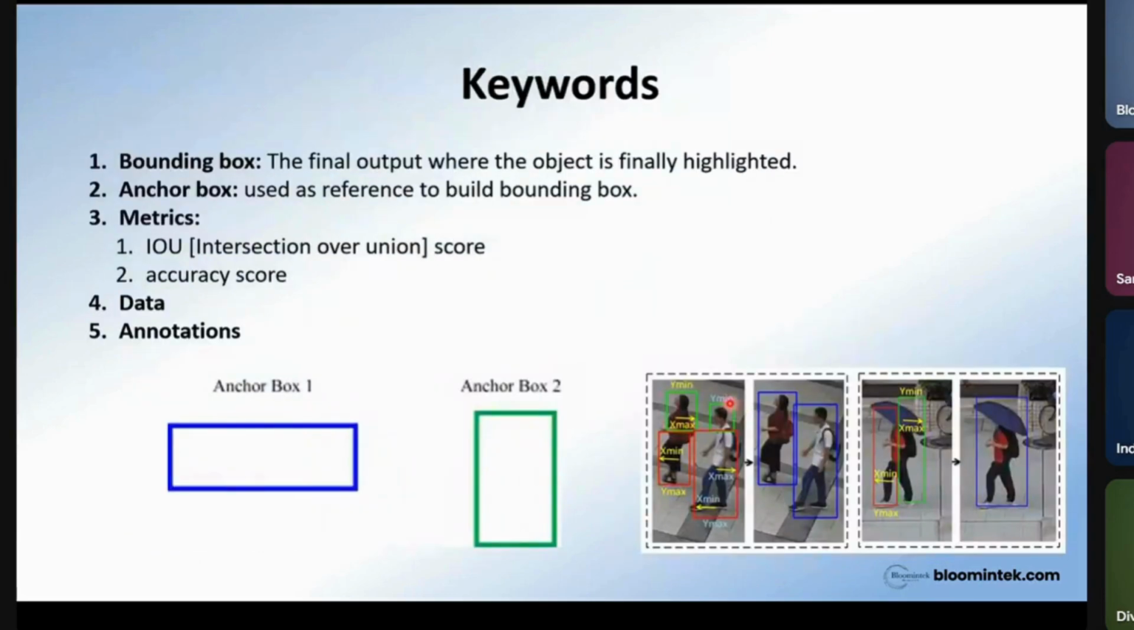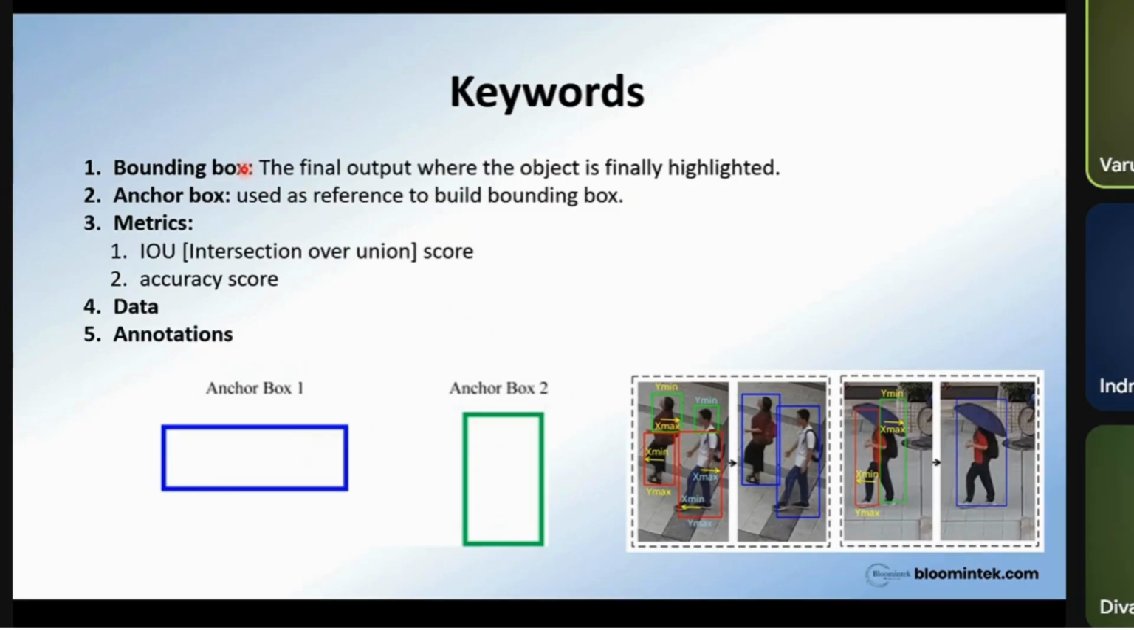Moving on. Keywords. These are some of the keywords which will help us understand the concept of object detection in greater depth. So, bounding box. Bounding box is the final output where the object is finally highlighted. In this image, you can see these blue boxes highlight the person. So, this is the final output which we are interested in. Whereas the anchor boxes are used as reference to build the bounding boxes. So in this image, we can see there are several anchor boxes which tell us that there might be an object in this box. So by combining these anchor boxes, we get the final output of the bounding box.